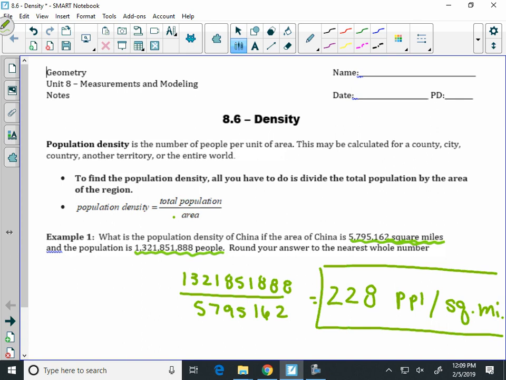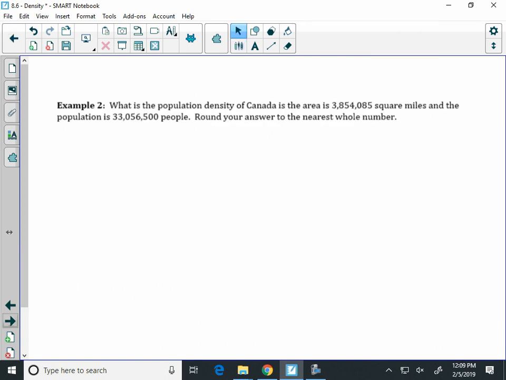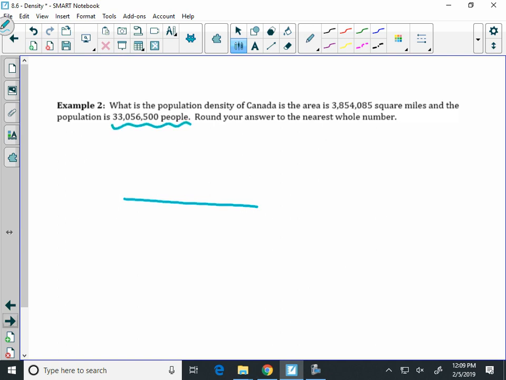We take a look at our next example. Same thing: we want to find the population density of Canada. The area is 3,854,085 square miles, and the population is 33,056,500 people. Round your answer to the nearest whole number. Make your fraction. What's going to go in the top, square miles or people? People. Population goes in the top. Write that number in the top.